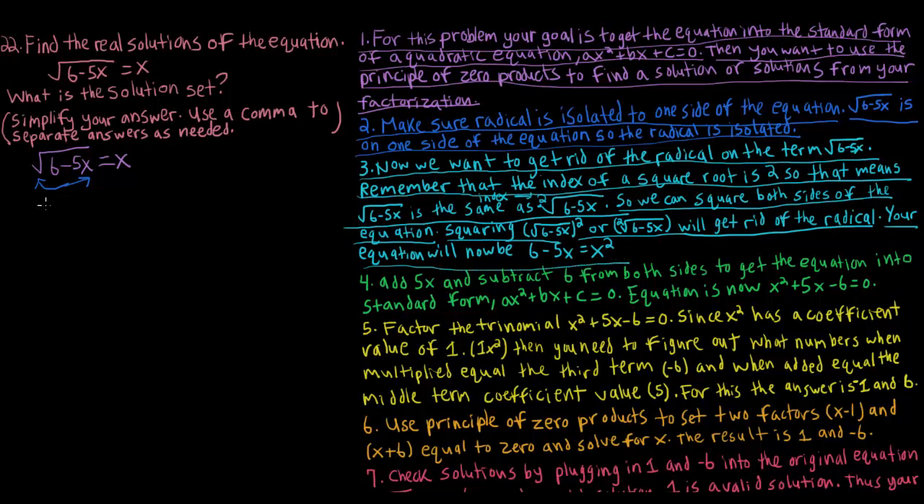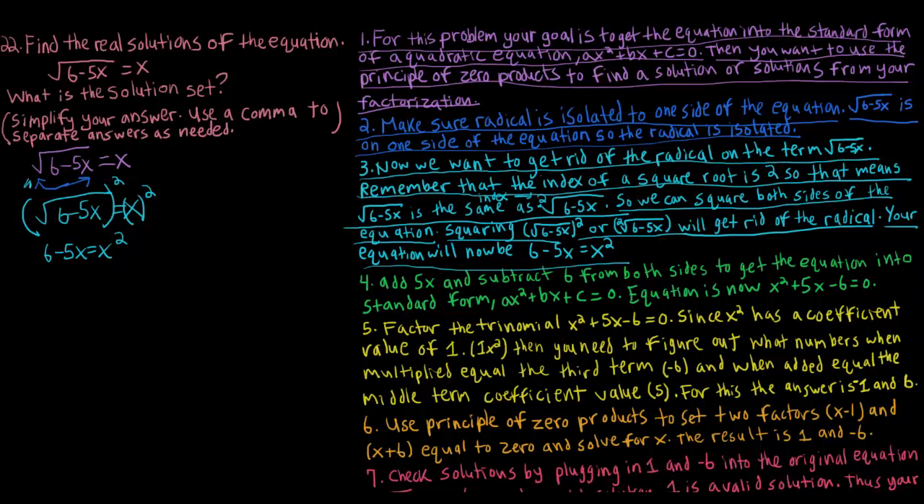So let's rewrite our equation: the square root of 6 minus 5x equals x. To get rid of the radical, we can just put it in parentheses and square it. If we do it on the left side, then we have to do it on the right side. Squaring this radical will get rid of the radical itself. So we'll be left with 6 minus 5x equals x squared.